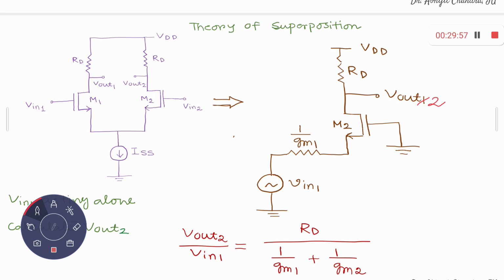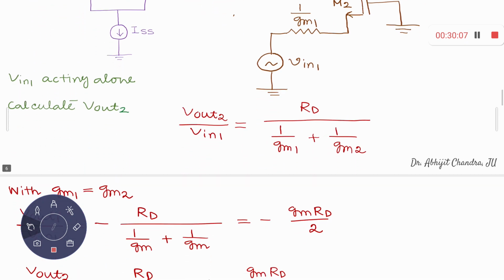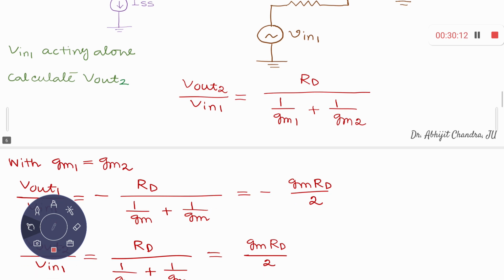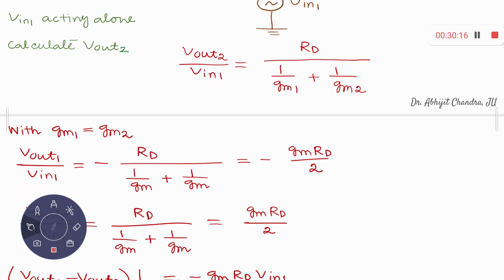That means 1 upon Gm of the amplifying MOS plus this particular source resistance. So RT upon 1 upon Gm1 plus 1 upon Gm2. Okay, so that is the expression for V out 2 upon V in 1. Now if I assume that both of these two transistors are equivalent, they are the same, so they share equal properties, then Gm1 and Gm2 are the same. That is equal to Gm.